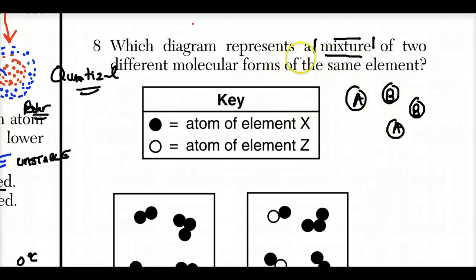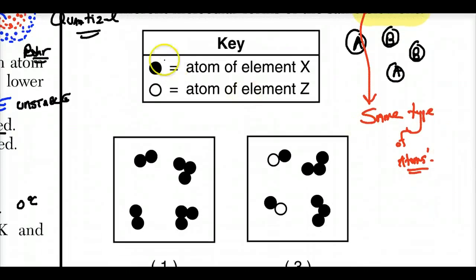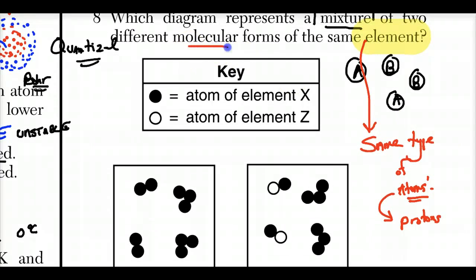In any case, which diagram represents a mixture of two different molecular forms of the same element? Now, the word element means the same type of atoms. So in chemistry, we're going to denote that with either a dark or a clear circle for different types of atoms. We know they differ by their protons, the atomic number. So a mixture of two different molecular forms of the same element. Molecular forms mean a different arrangement.